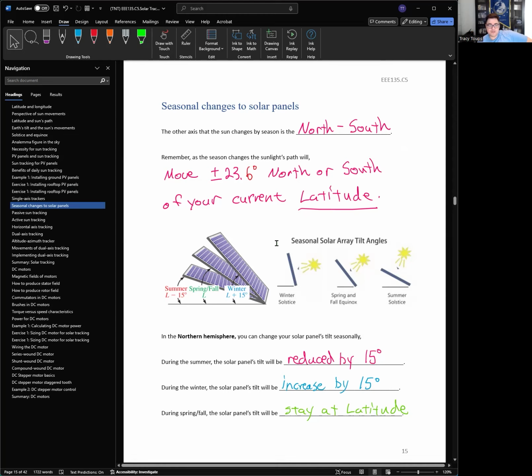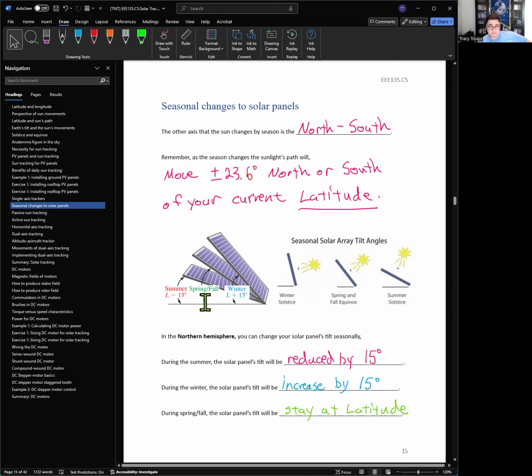So we have seasonal changes in the northern hemisphere. You can climb up on your roof, and every season, aka every 3 months, you could change the bracket. It's probably adjustable. You can unbolt it and change the angle if you want to get a little bit extra efficiency out of your system.